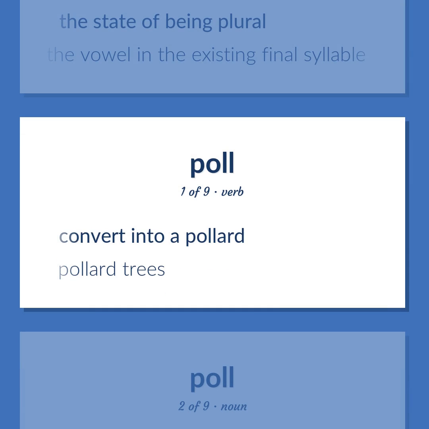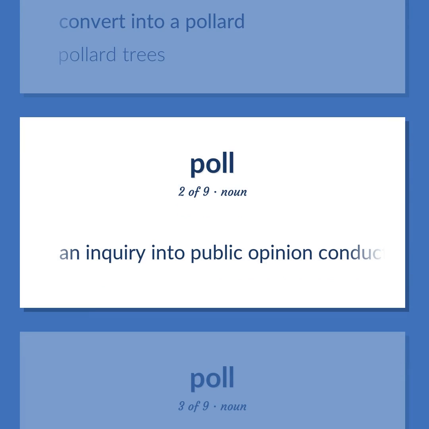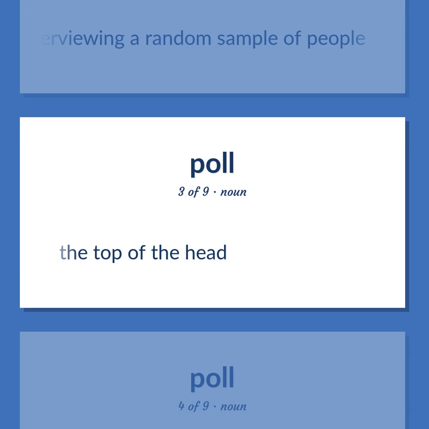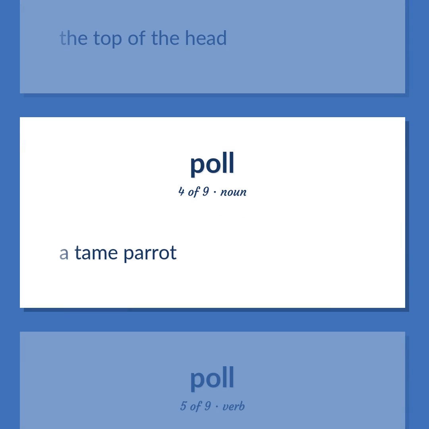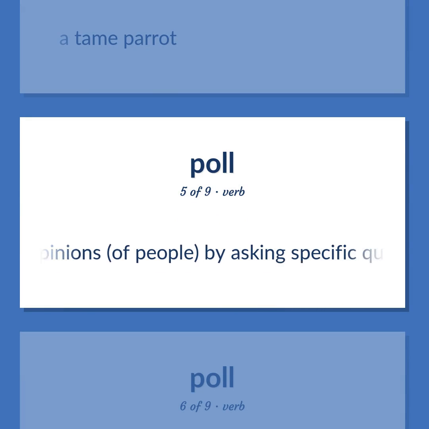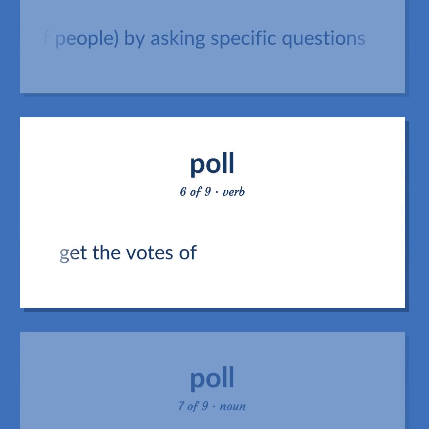Convert into a pollard. Pollard trees. An inquiry into public opinion conducted by interviewing a random sample of people. The top of the head. A tame parrot. Get the opinions of people by asking specific questions. Get the votes of.